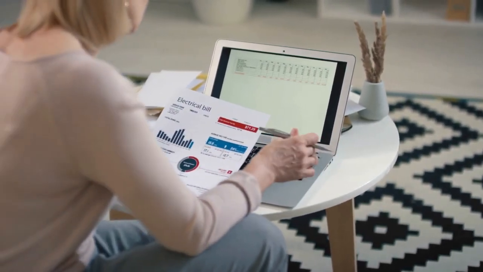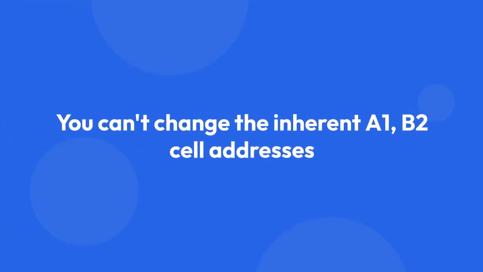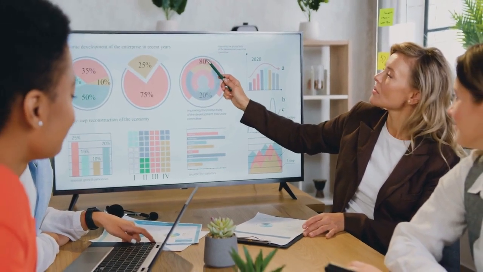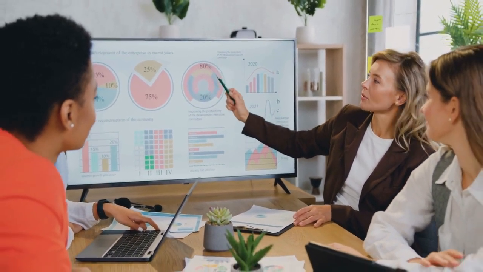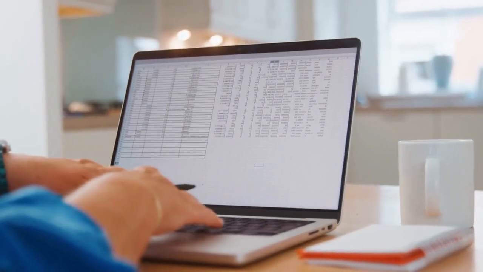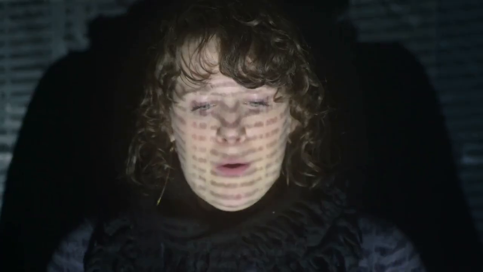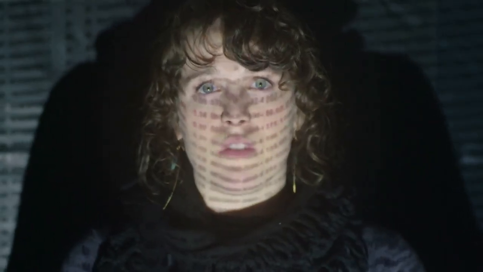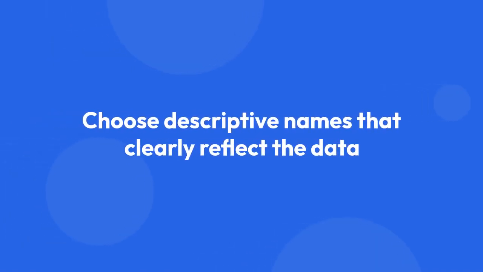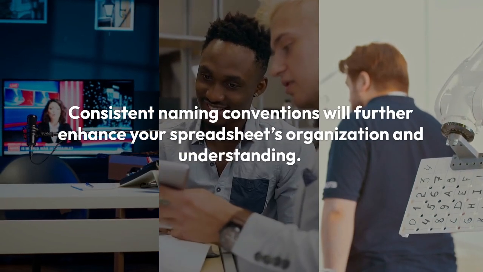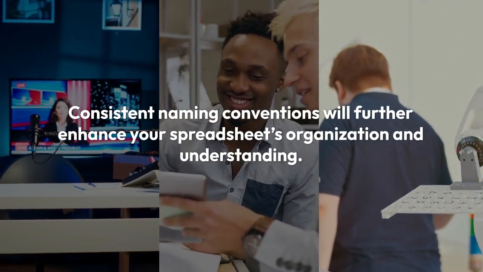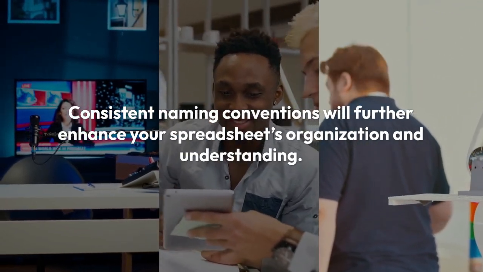Important note on cell references. While you can't change the inherent A1, B2 cell addresses, the power of named ranges allows you to work with more meaningful labels within your formulas and charts. This improves the readability and maintainability of your spreadsheets, especially when dealing with large data sets or complex calculations. Remember to choose descriptive names that clearly reflect the data in the cells you are referencing. Consistent naming conventions will further enhance your spreadsheet's organization and understanding.